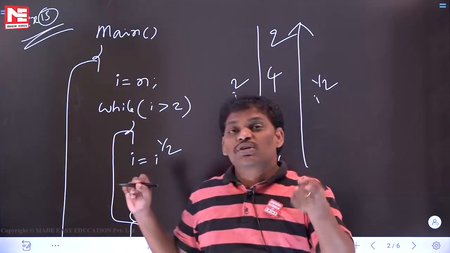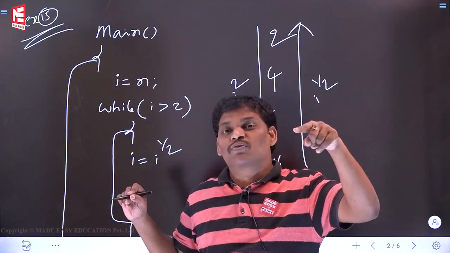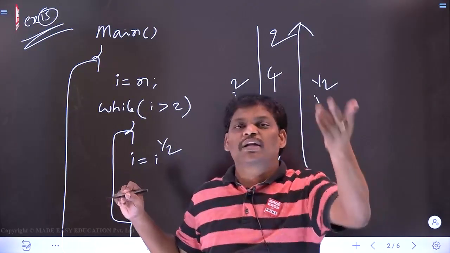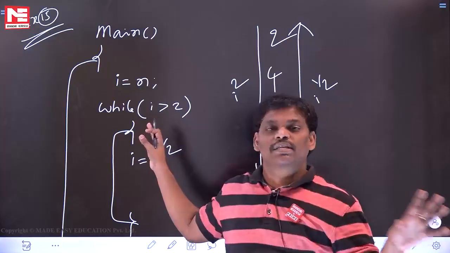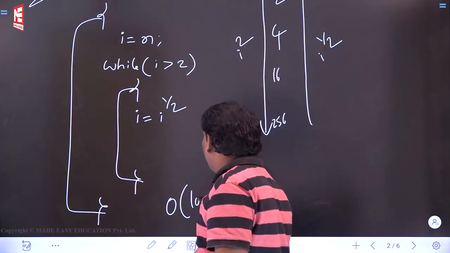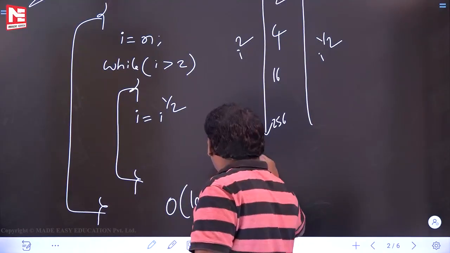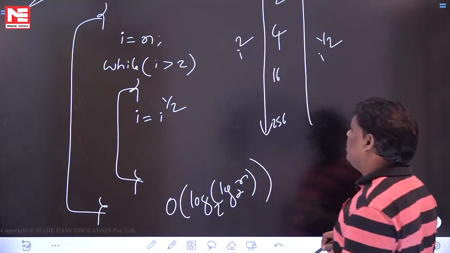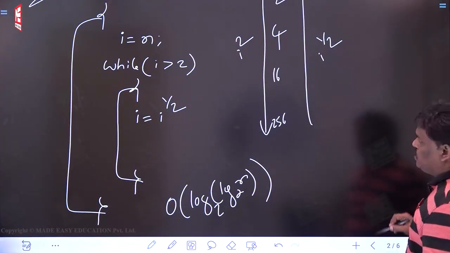Previous one, I is equal to I square, is incrementing; I is equal to I power 1 by 2 is decrementing by that much. Both are similar. Previous one incrementing, now decrementing. Same answer will be there. What is the answer of this problem? Big O of log n base 2. Time complexity, everyone knows, how many times does the loop run? Log n times. Inner base is 2, outer base is 2.